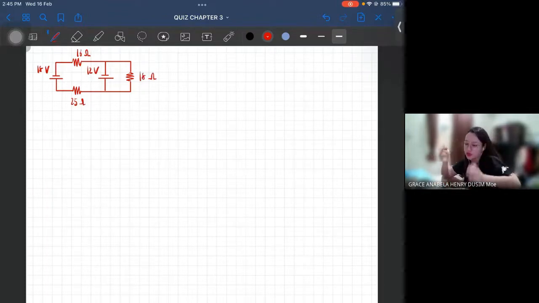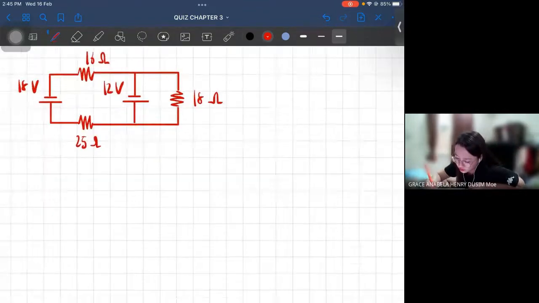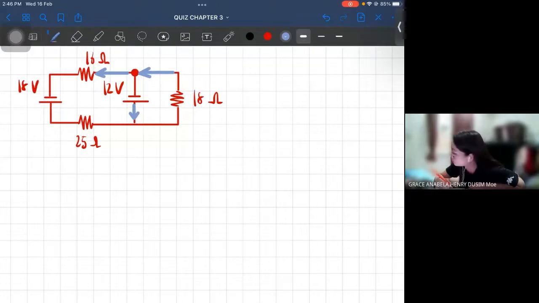Okay, so first we have to choose a junction untuk apply the first rule lah. So let's look at this junction sebab dia sudah bagi kita the direction of the current lah. So this one is I1, this is I3, this is I2. Okay, so this is I1, I3, I2. So we will be looking at this junction lah.